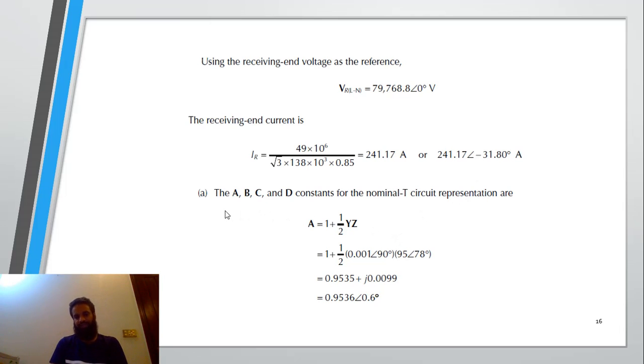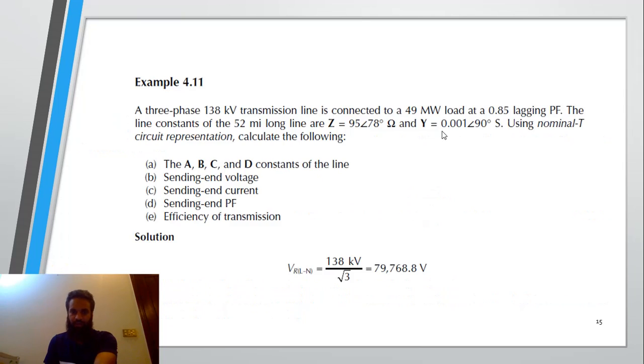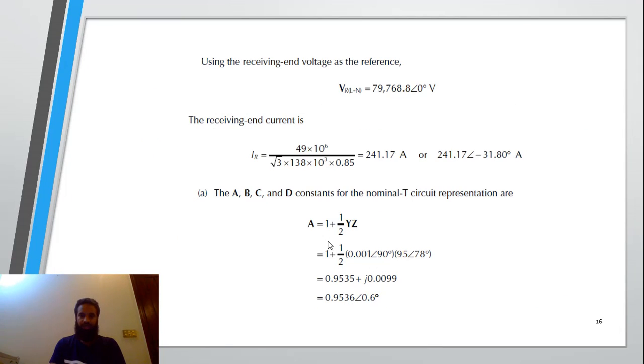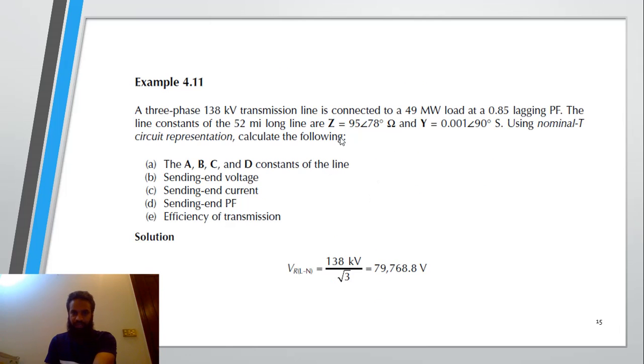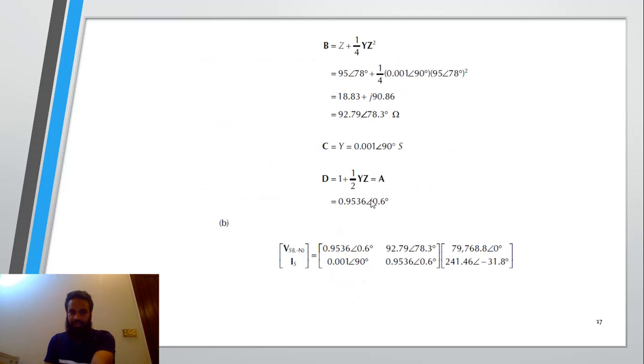Now for the ABCD parameters. For A, if you see from this equation, we have the A, B, C, D parameters. From this equation we will put the values and we will get the ABCD. So we have 1 plus 1 by 2 into Y into Z. So we have Y, we have Z. If we put the values of Y and Z, we can find A. Similarly, we can find B, we can find C, and we can find D.